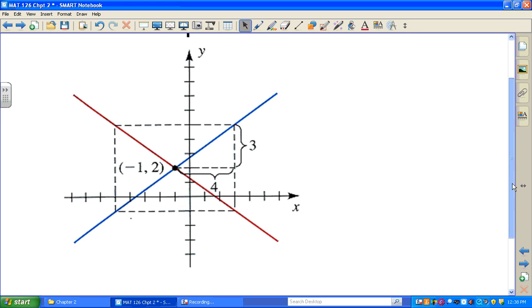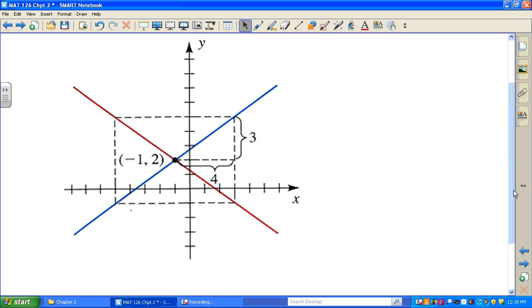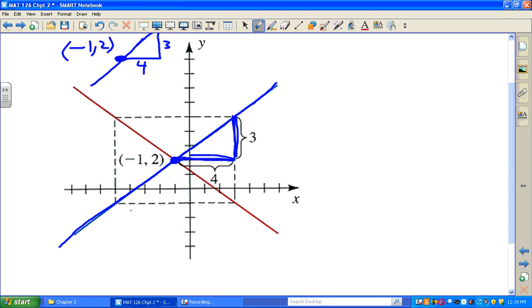The hardest thing about these problems, as I recall, last time going through this book, was just trying to figure out what was being said about the lines. Looks like negative 1, 2 is on the blue line. So on the blue line is the point negative 1, 2. And it looks to me like the slope for the blue line is you're going to go over 4 and up 3. Does everybody agree with that?